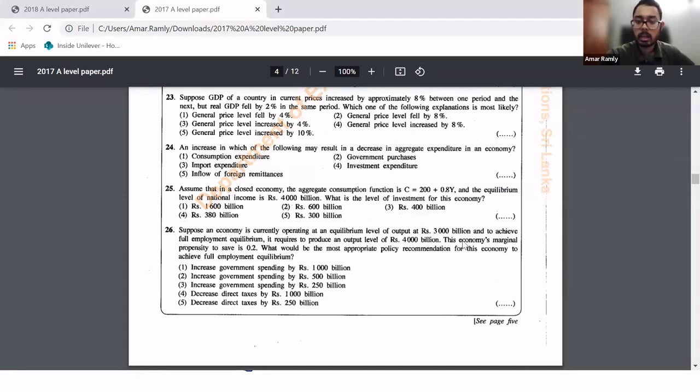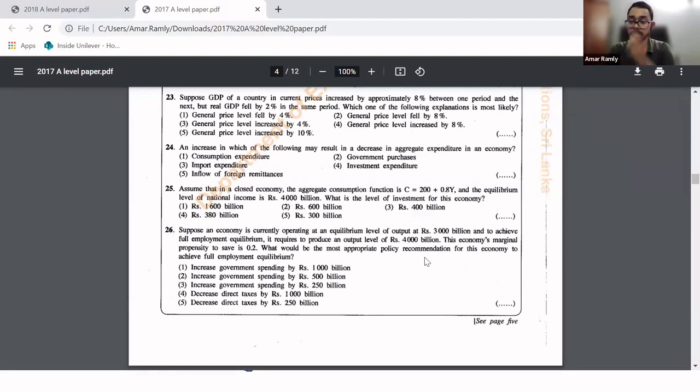Okay. The economy's marginal propensity to save is 0.2. Okay, understood. MPS is 0.2. What would be the most appropriate policy recommendation for this economy to achieve the full employment equilibrium? In other words, what they are very simply asking you is how do we increase output by about 1,000? Yeah, that's what they're asking you.